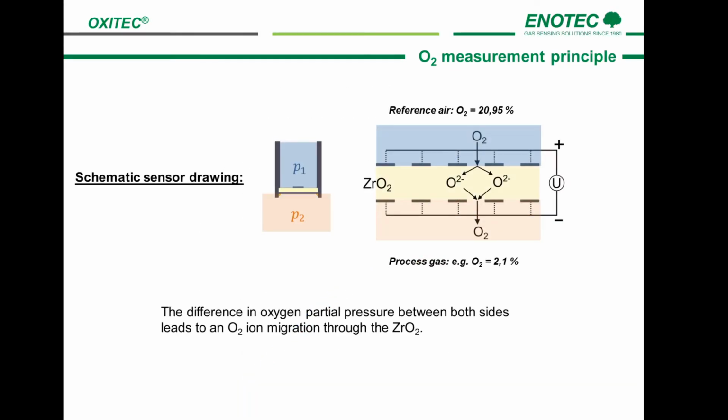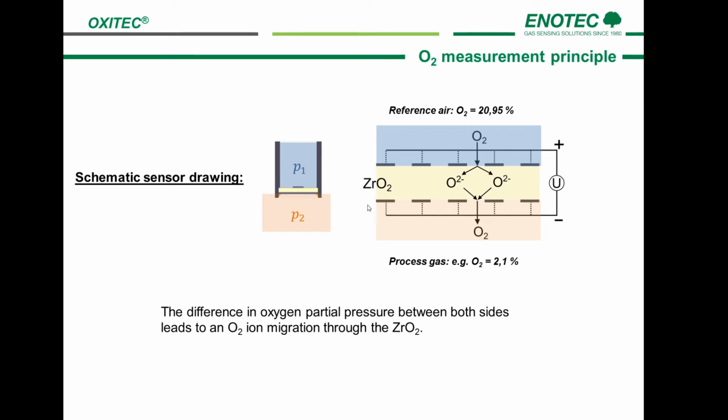Let's have a look at how the oxygen sensor works. The oxygen sensor is based on the zirconium dioxide O2 sensor. The sensor illustration shown in the first picture consists of an O2 ion solid electrolyte with an electrode on each side. One side is exposed to the process gas, on the other side reference air is applied. Zirconium dioxide becomes conductive at temperatures above 300 degrees centigrade.